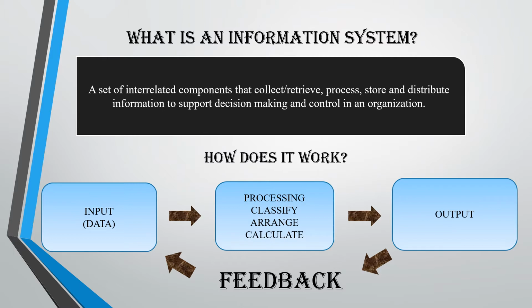In this stage, data can also be classified, arranged, and calculated. And the last stage is output. Output transfers the processed information to the people who will use it or to the activities for which it will be used. And lastly, an information system also requires feedback, which is output that is returned to appropriate members of the organization to help them evaluate or correct the input stage.